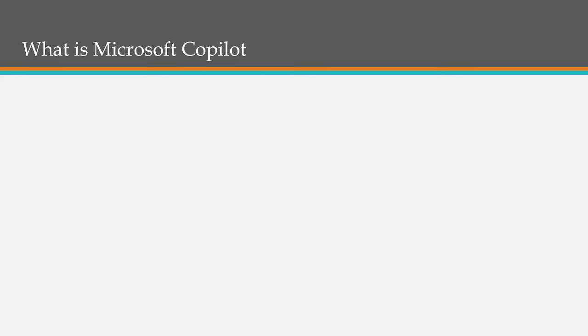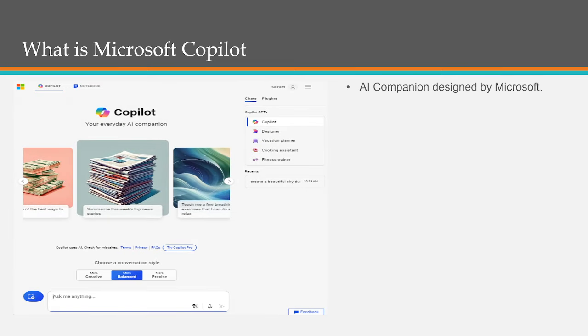What is Microsoft Copilot? Copilot is an AI companion designed by Microsoft. This enhances productivity with advanced NLP. NLP stands for natural language processing. This is similar to ChatGPT. In the next slide, we discuss how it is different.